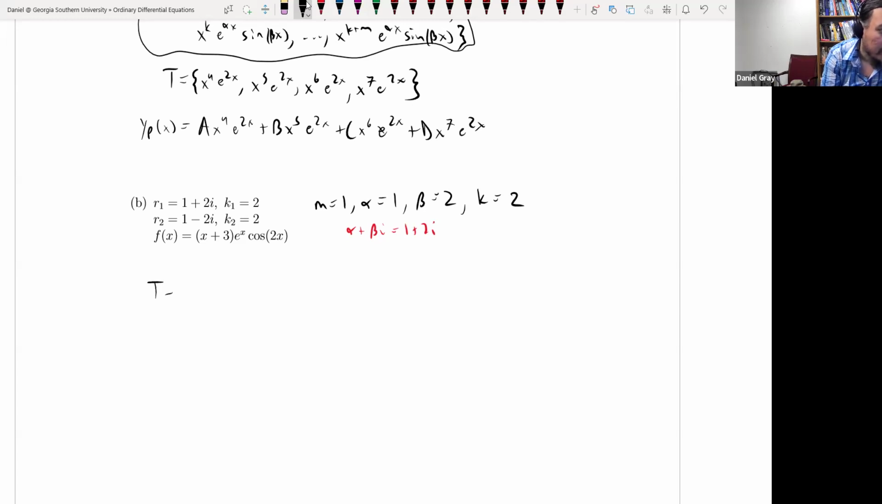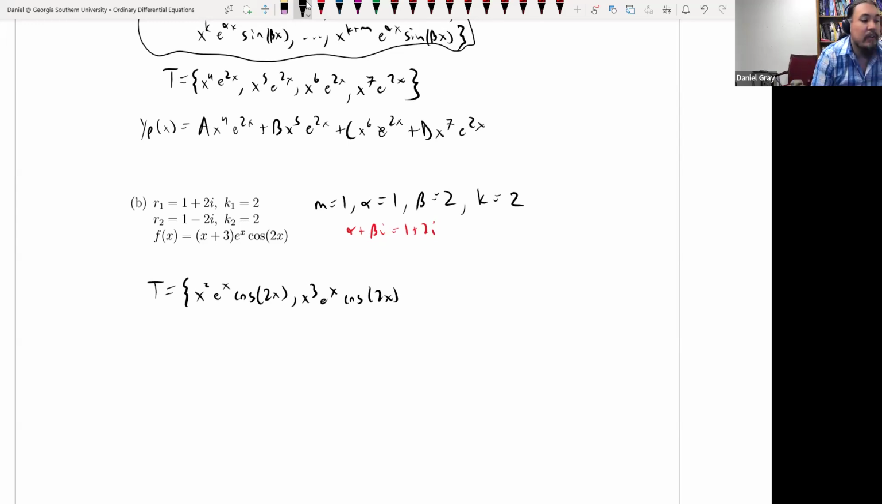All right. So then in my set of associated functions, I'm going to get sine terms and cosine terms since my beta is not 0, right? Starts off at x to the k power, x squared, e to the alpha x, so e to the x, and then cosine of beta x, so cosine of 2x. And now we just keep multiplying by x until we get up to x to the k plus m. So that would be x to the 3rd power, e to the x, cosine of 2x. Okay, so we only have those 2 cosine terms, right? m plus 1 cosine terms.